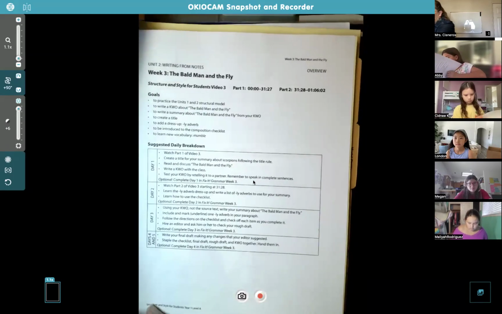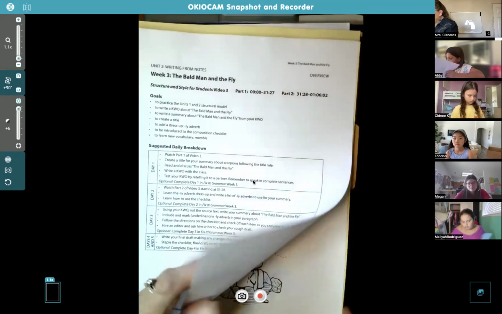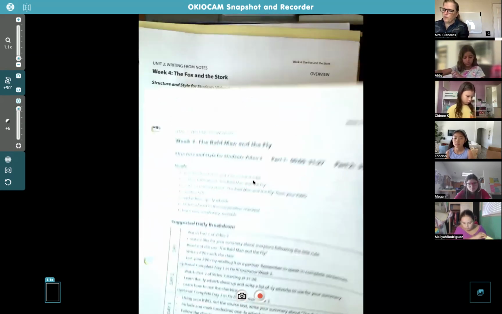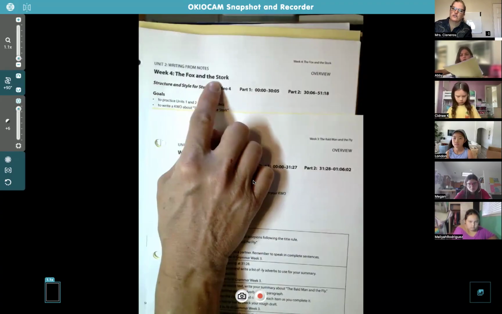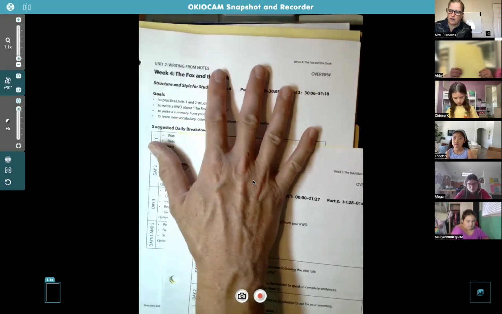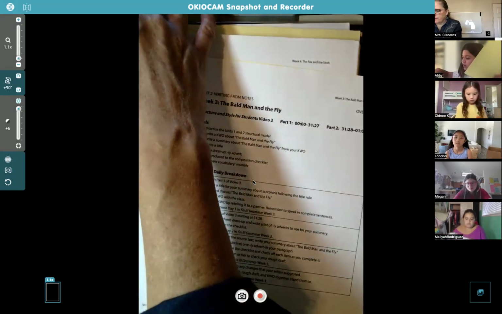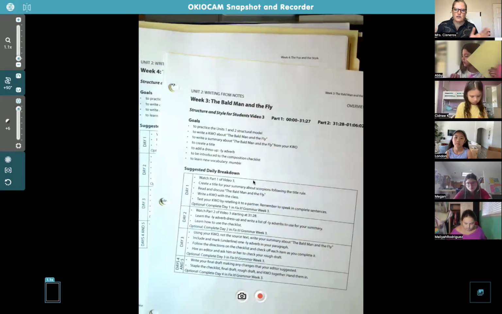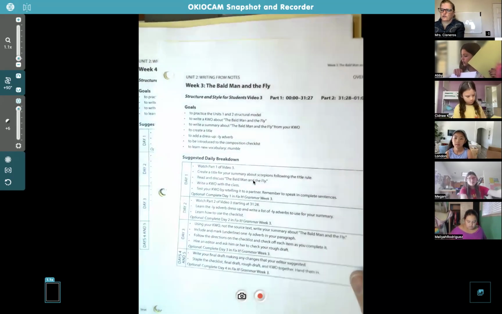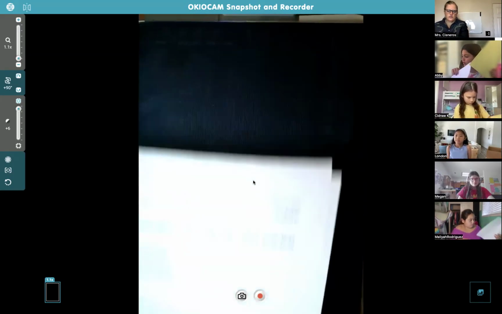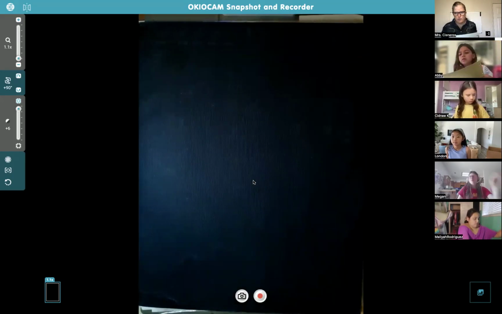So carefully open your rings again. And you're going to take out 1, 2, 3, 4 pages. When you see week 4, the fox and the stork, don't take that one out. Leave that there. You're only going to take out week 3. See where it says week 3? And then make sure those rings close. And then you can close up your binder, okay? The scorpions needs to go in a separate spot, in a separate folder or a separate binder.